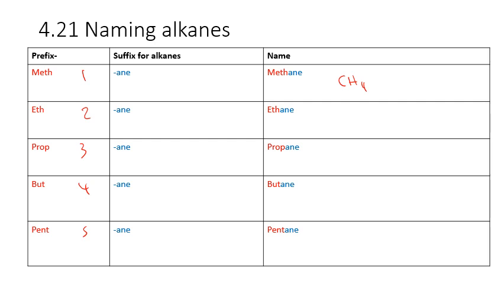We get ethane for the second one, C2H6. Propane for the third one, C3H8. Butane for the fourth one, C4H10. And then pentane for the fifth one, C5H12. And you can see that the general formula that we've been applying fits here.